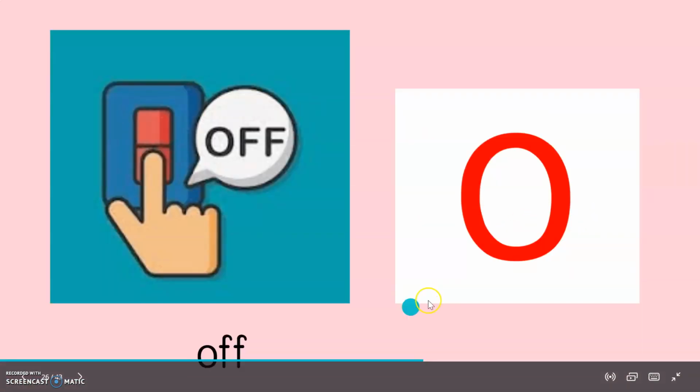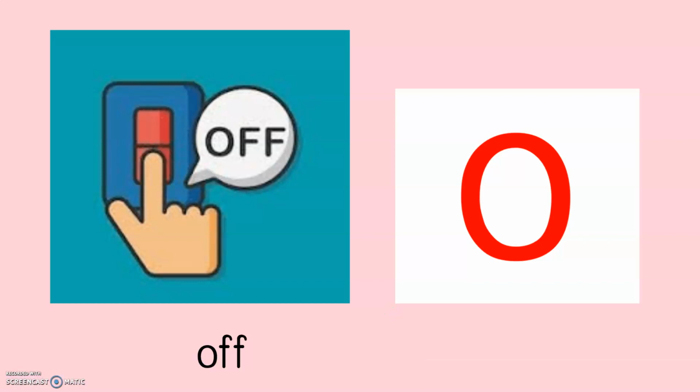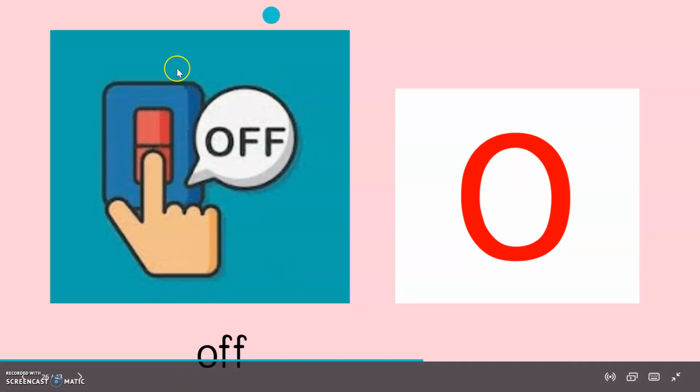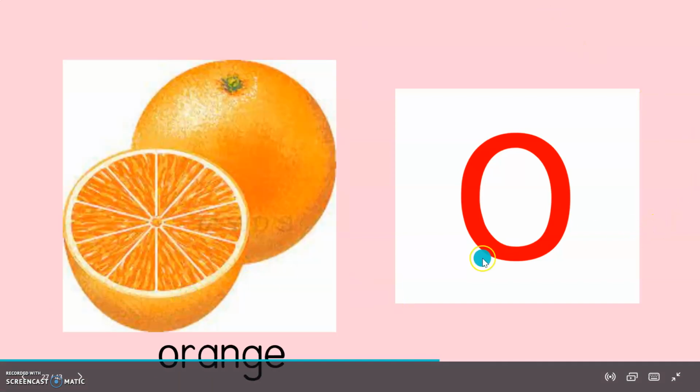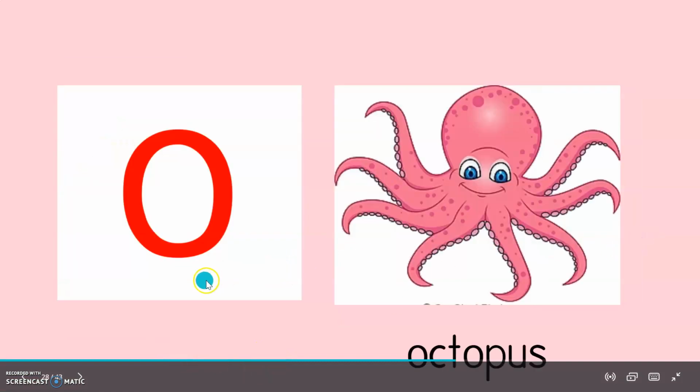Let's say that sound together 5 times. O. Okay, who can tell me? O for off. O is for off. What else? O for orange. And O is for octopus.